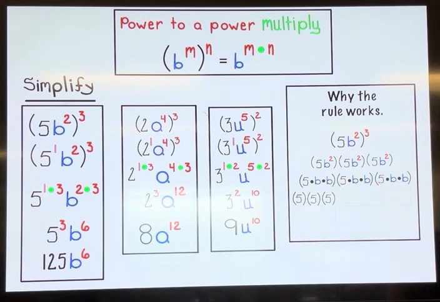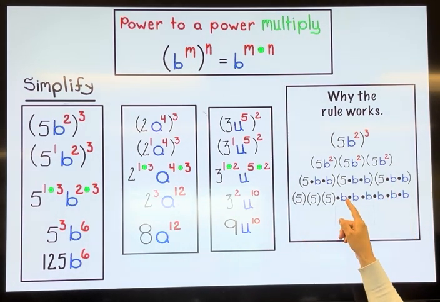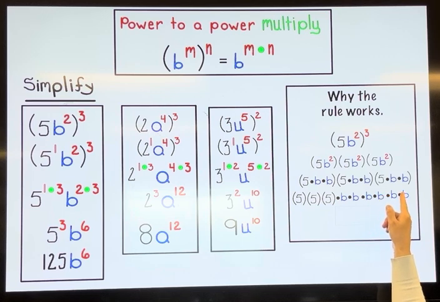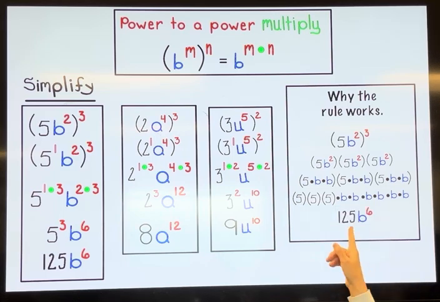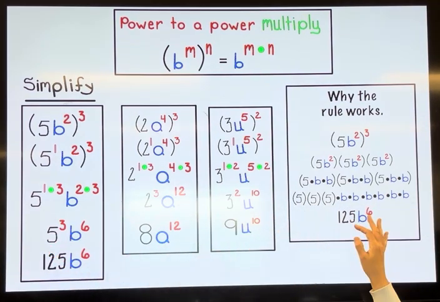So this is 5 times 5 times 5. And then b times b times b times b times b times b. And then 1, 2, 3, 4, 5, 6. So I have b to the 6th power, and 5 times 5 times 5 is 125b to the 6th. Now obviously this is a lot faster, power to a power, multiply, but if you ever get stuck, just start expanding, and eventually you can just count how many there are.